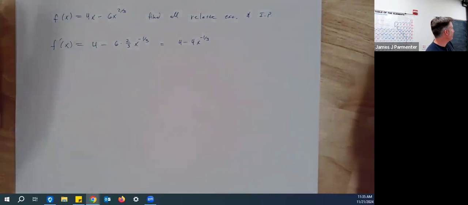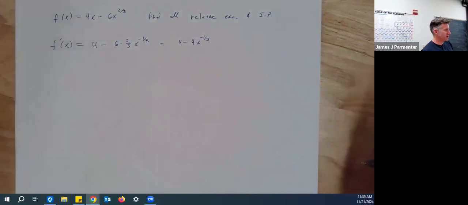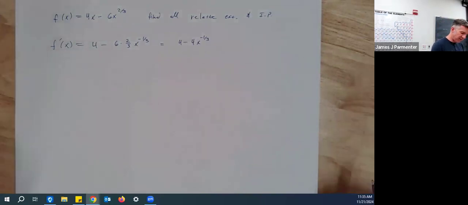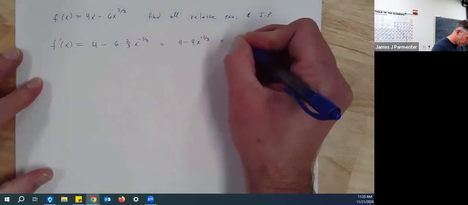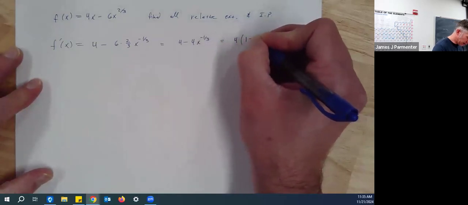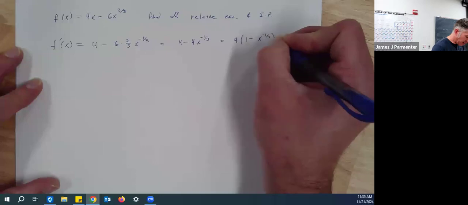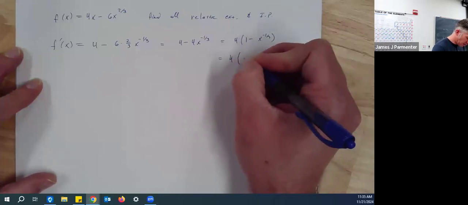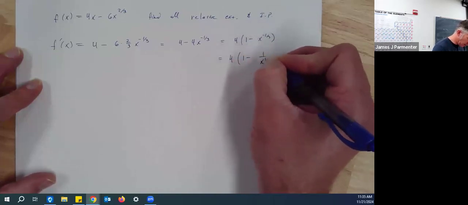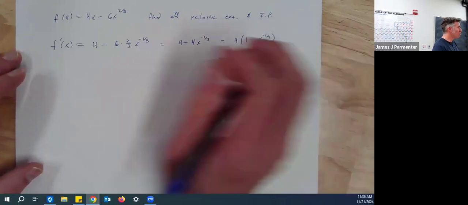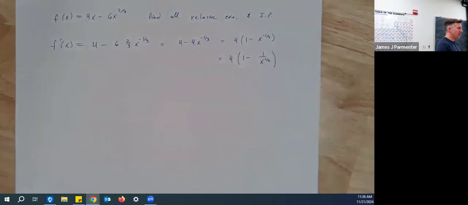I don't know the best way to think about doing this, to be perfectly honest. I would probably start by factoring out a 4. We have 1 minus x to the negative 1/3, and then I'd probably just rewrite it as 4 times 1 minus 1 over x to the 1/3. And while you could get a common denominator here, I also think the numbers are easy enough that you could probably just guess what your critical value is that makes this whole thing equal to 0.